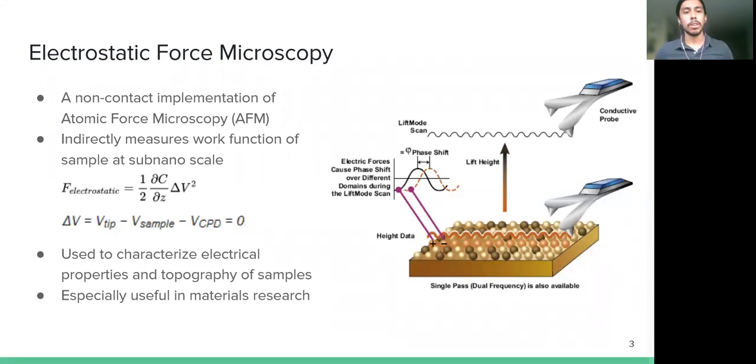So electrostatic force microscopy is in itself an implementation of non-contact AFM, or atomic force microscopy. This method is able to indirectly measure the work function of a sample by putting some sort of bias or signal onto this microscopic cantilever and scanning it over some sample of interest. And it does this by minimizing the force that is felt by the cantilever, which is a function of this delta V here, which in itself is a function of the voltage at the tip sample, as well as this VCPD, which is a measure of the difference between the work functions of the tip and sample. This technique can be used to characterize electrical properties as well as the topography of samples, and is especially useful in materials research today.